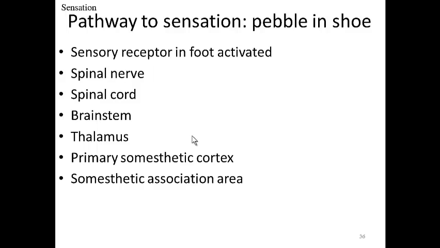The thalamus then will send the information on to the primary somesthetic cortex, right? Because this is not a special sense, so we're using the somesthetic cortex. And then the information is sent to the somesthetic association area. And that's when we are able to make cognitive sense of the fact that this bumpy thing in the bottom of our foot is a pebble in our shoe, and we should probably take our shoe off to fix it.